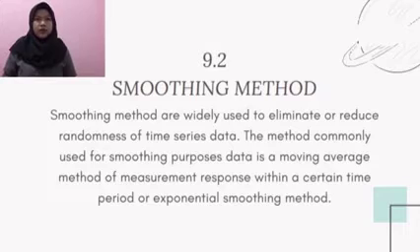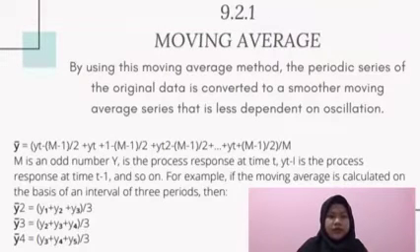The methods commonly used for smoothing data are the moving average method, which averages the process response within a certain time period, or the exponential smoothing method. Moving average. By using the moving average method, the periodic series of the original data is converted to a smoother moving average series that is less dependent on oscillation. This is the formula of the moving average.